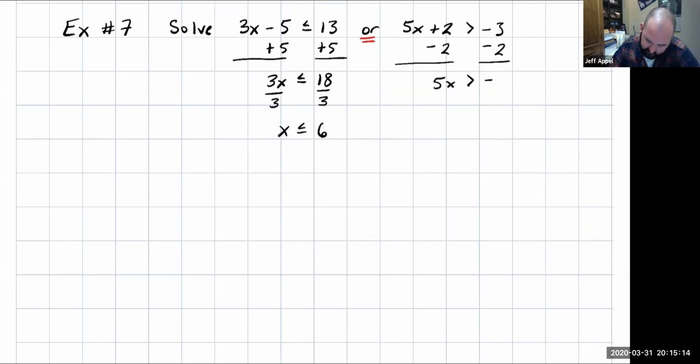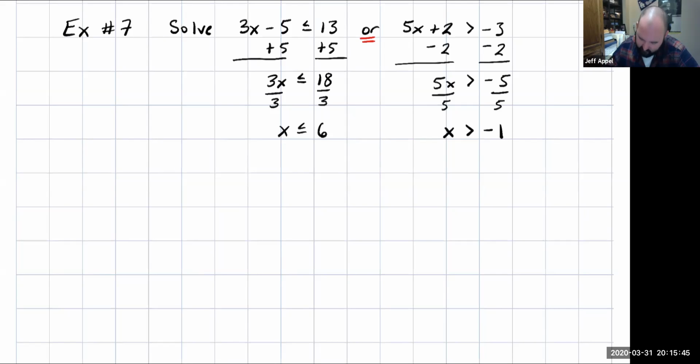We get 5x is greater than negative 5. And then we want to divide both sides by 5. Now, quick question for you. If I'm dividing both sides by 5 right here, because I have the negative 5 on the right, do I switch the inequality symbol around? I really hope you just said no, because that's the correct answer. You don't switch the inequality symbol around because we're dividing both sides by positive 5. So we get x is greater than negative 1.